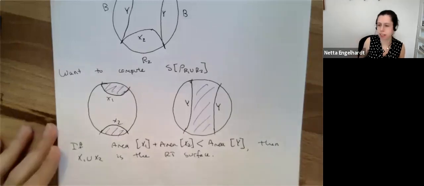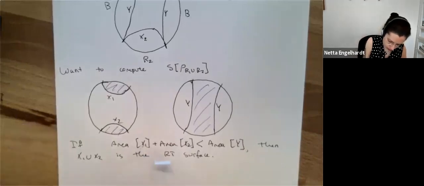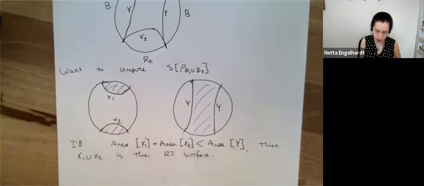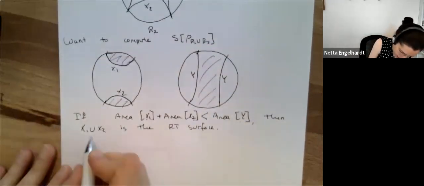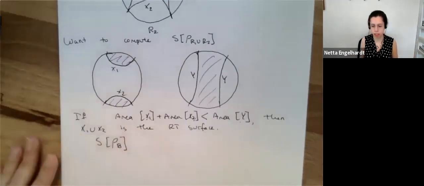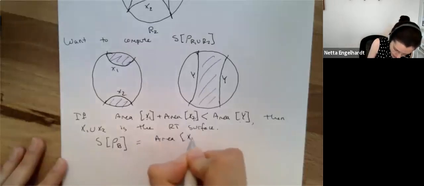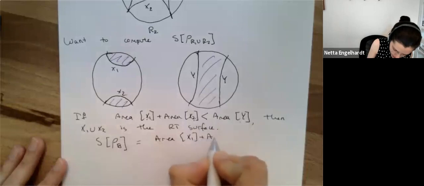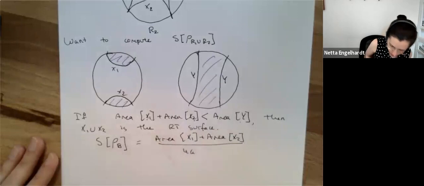But actually, that's not quite right. Because if the area of x1 plus the area of x2 is smaller than the area of y, then that tells us that S of rho B, which is the region complementary to R1, R2, is going to be given by the area of x1 plus the area of x2 over 4G.